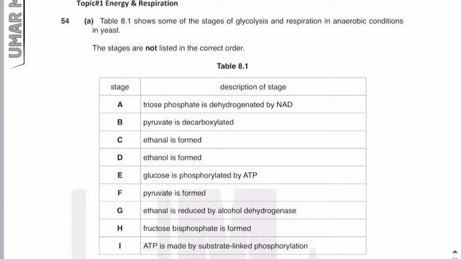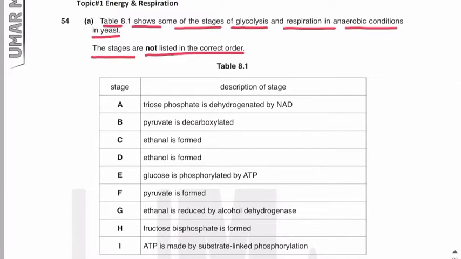Table 8.1 shows some of the stages of glycolysis and respiration in anaerobic conditions in the yeast. These stages are not listed in the correct order. So guys, we have the stages written over here, and these stages are the stages of glycolysis. After glycolysis, when the pyruvate is formed, the pyruvate is not entering into the mitochondrion. Instead, it is taking part in anaerobic respiration, and this is the anaerobic respiration in yeast, which is actually alcoholic fermentation.